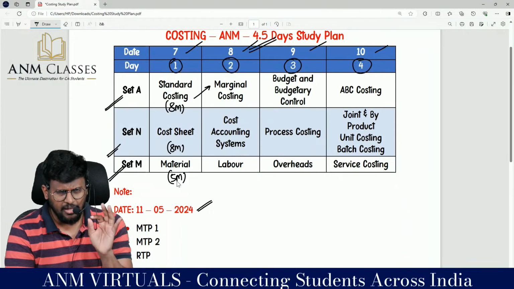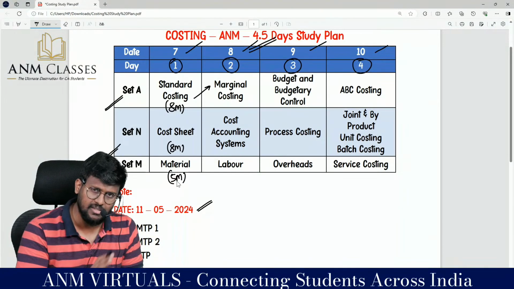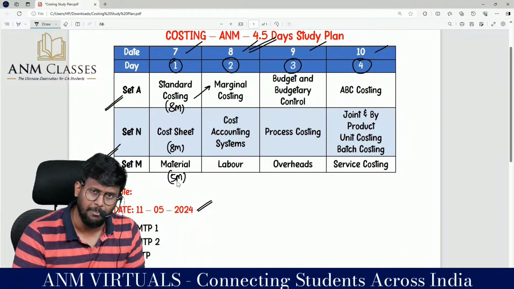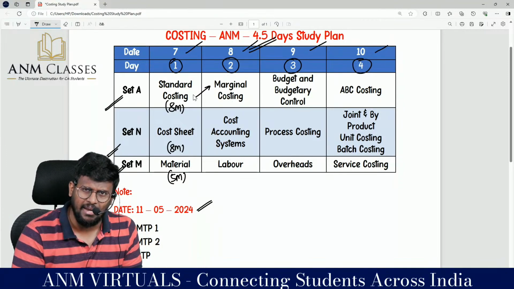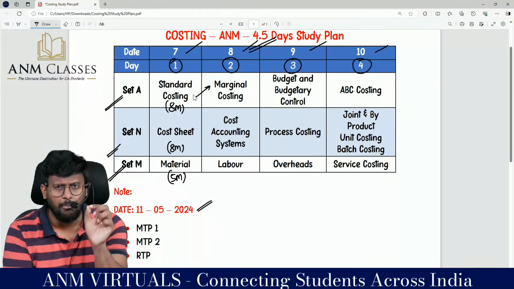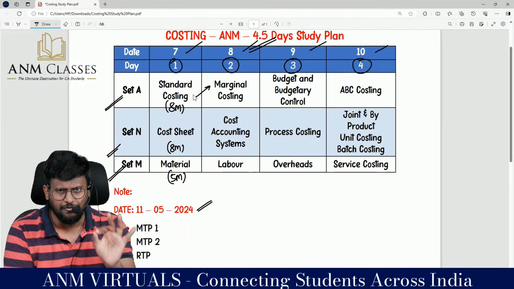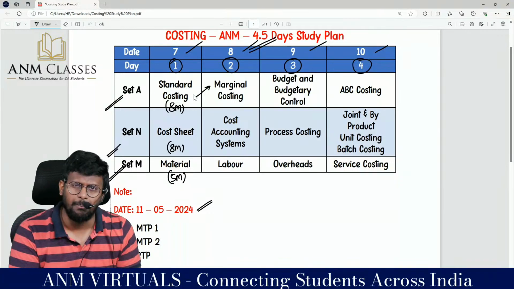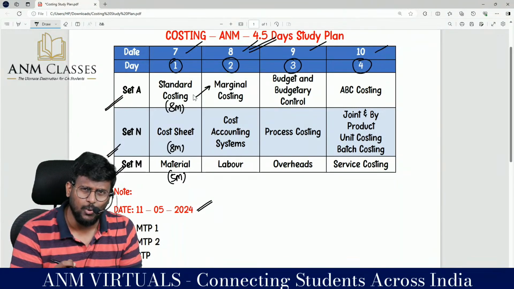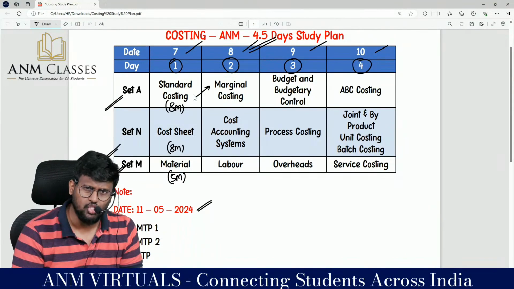That means in costing, understand one thing: how many chapters you are completing doesn't matter. How you are completing them matters a lot. For standard costing, the sources are the ICAI study material illustrations, book back questions, plus the current mock test 2, the current RTP and the respective MTP. If you solve them as if it is an examination, you will be feeling so much comfortable. And cost sheet, the same.